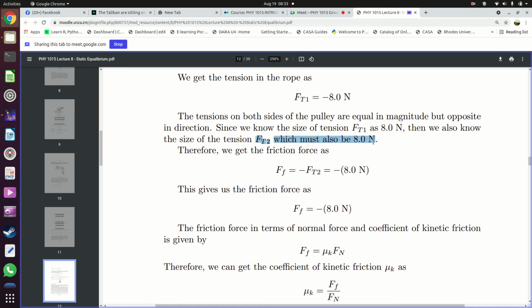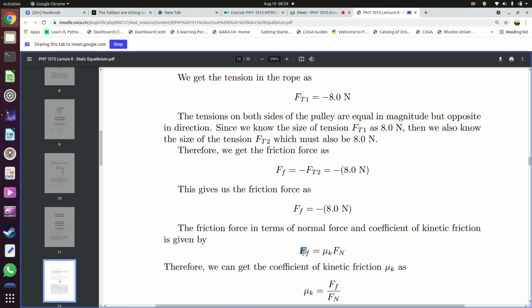Are we clear? Yes, sir. So if Ft2 is equal to 8 newtons also, then since in this relation there's no negative, we can find out what the friction force is going to be. The friction force is going to be equal to 8 newtons. Remove this negative here. Now we know what the friction force is. The friction force is 8 newtons. We also know the normal force. The normal force we already found was 20 newtons.